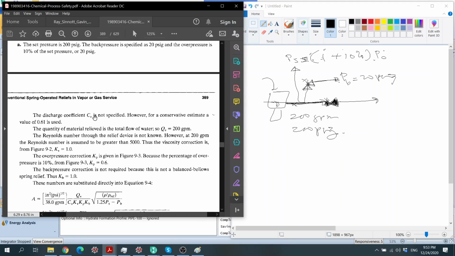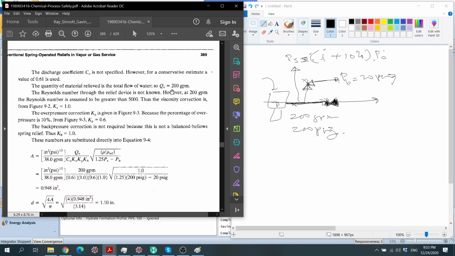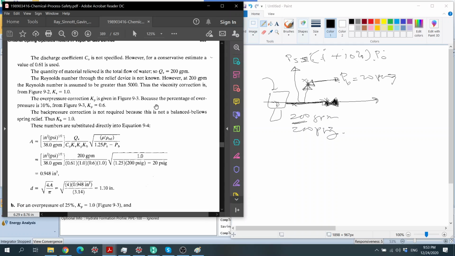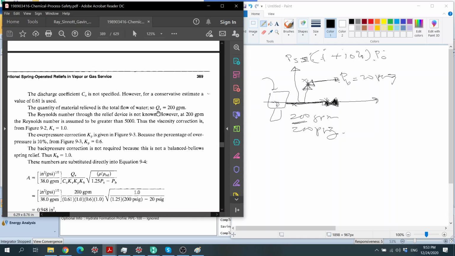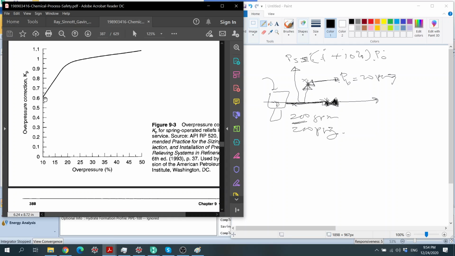And then the C naught, we just put 0.6, and then the amount that we want to relieve, because it keeps on pumping, is 200 gallons per minute, so we need to release the same amount of liquid. And then the viscosity correction, we just take 1, because it's a high flow rate and it seems to be very turbulent. And then the KP, because it says 10%, we need to go to figure number 93, this one. So 10% is 0.6 basically.